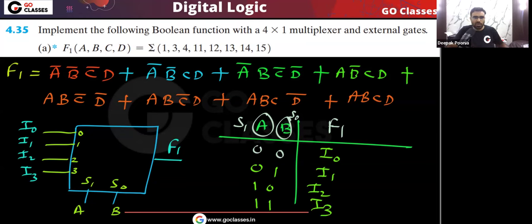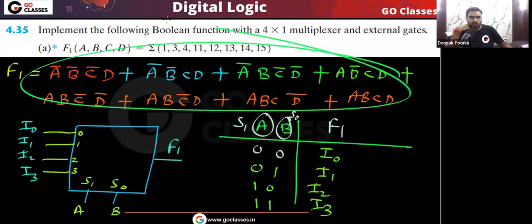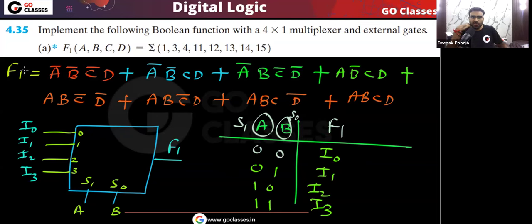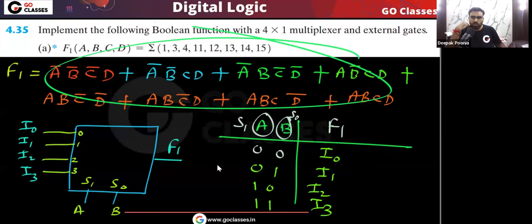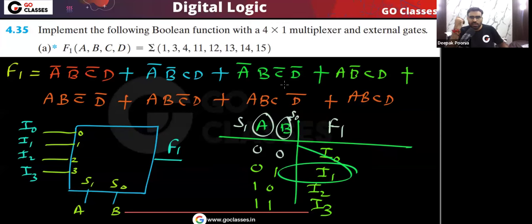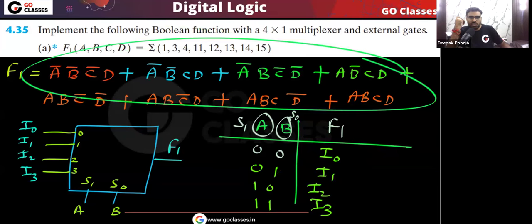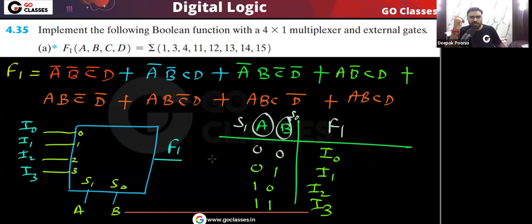So if I want to find I0, I1, I2, I3, I can just put A0, B0 in this equation, and I will get I0. If I put A0, B1, I will get I1. If I put A1, B0, I will get I2. And if I put A1, B1, I will get I3. Very simple. Yes or no? Do you agree?